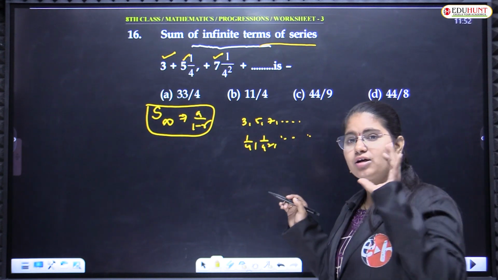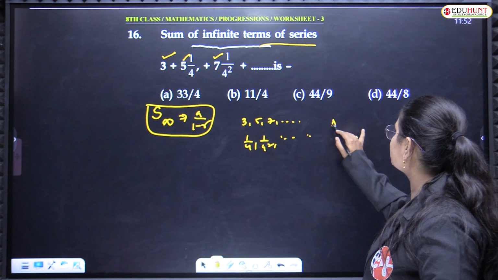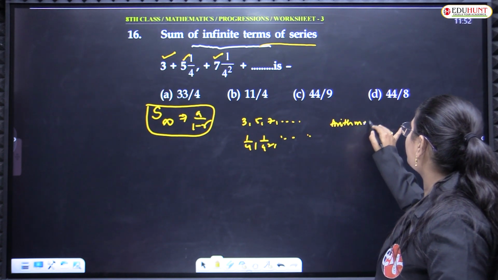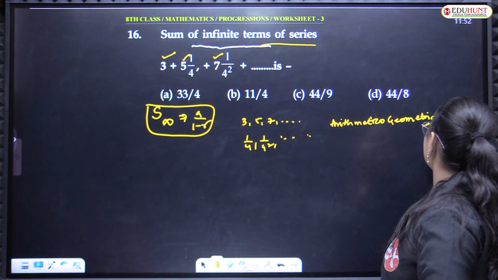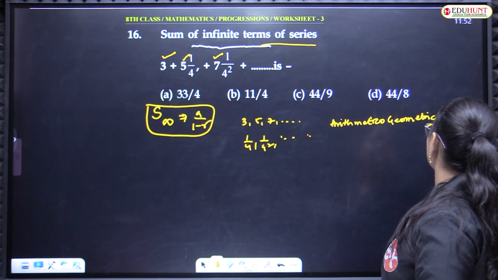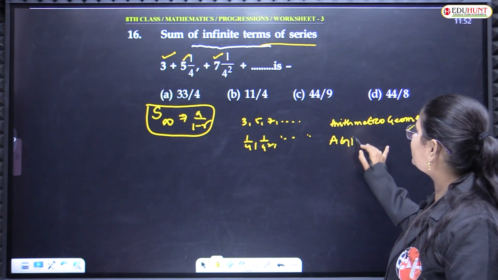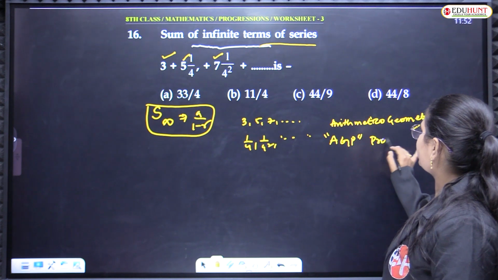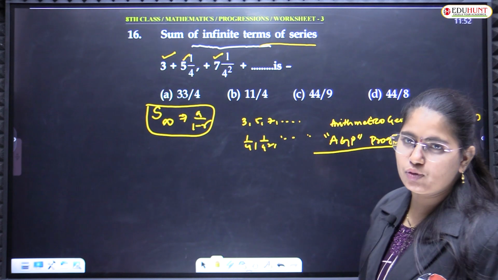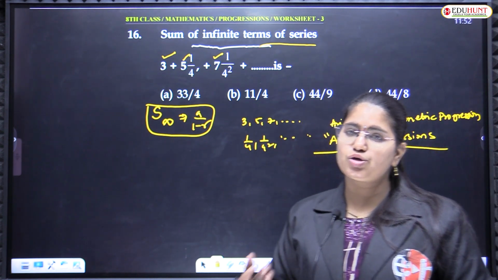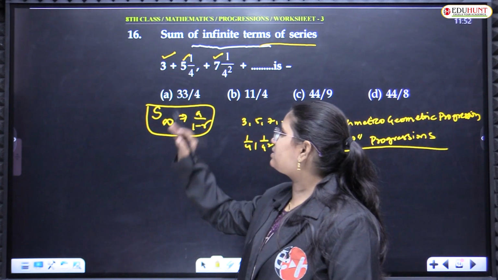So, arithmetic combined with geometric. This is called arithmetico-geometric progression, right? Co in the sense of combined. In short, you will write it as AGP. So, this type of progression comes under AGP, which is a combination of arithmetic and geometric. Okay.